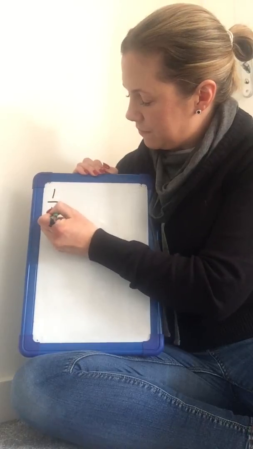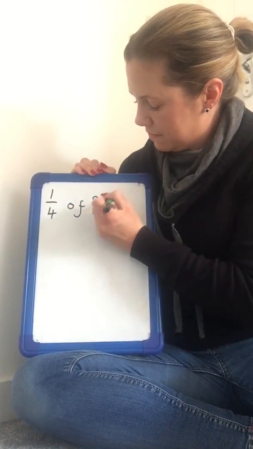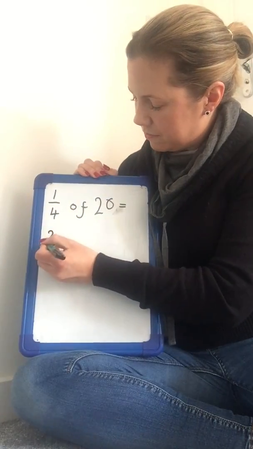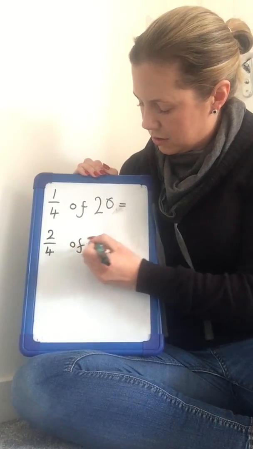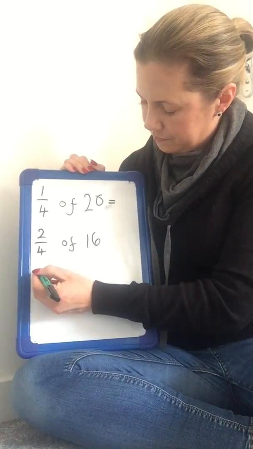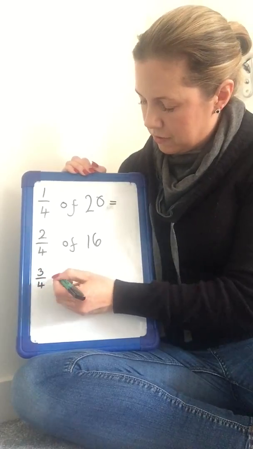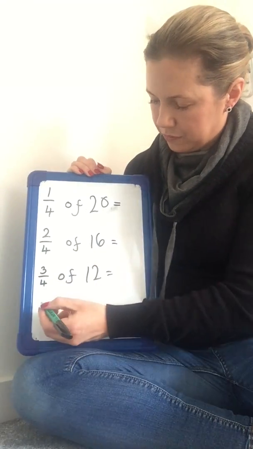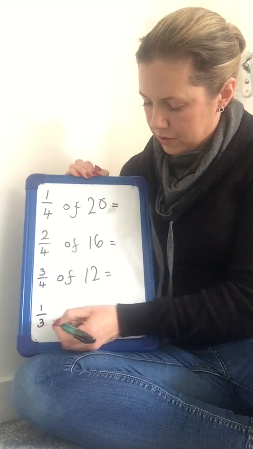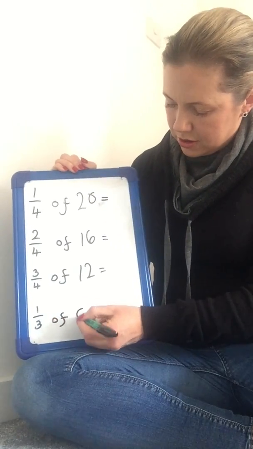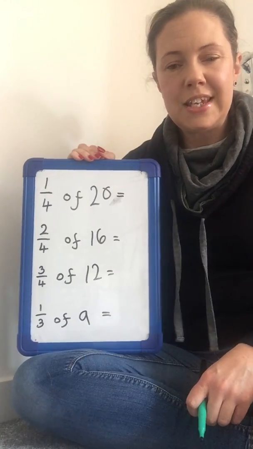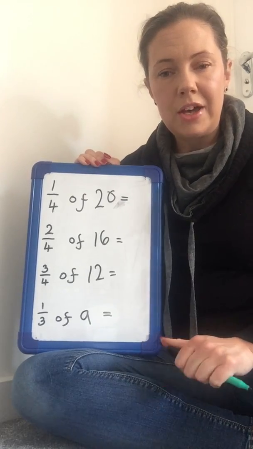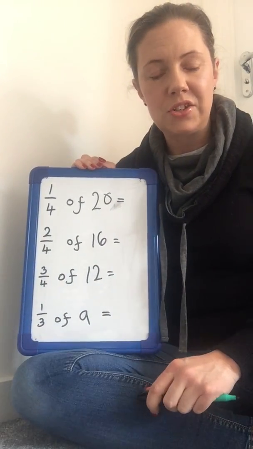So I'm going to give you a quarter of 20, that's not very neat, 2 quarters of 16, 3 quarters of 12, a third of 9. Okay, so see if you can have a go at those at home. I will also put on the website a sheet that's got a lot more of these on so that you can practice doing some more.